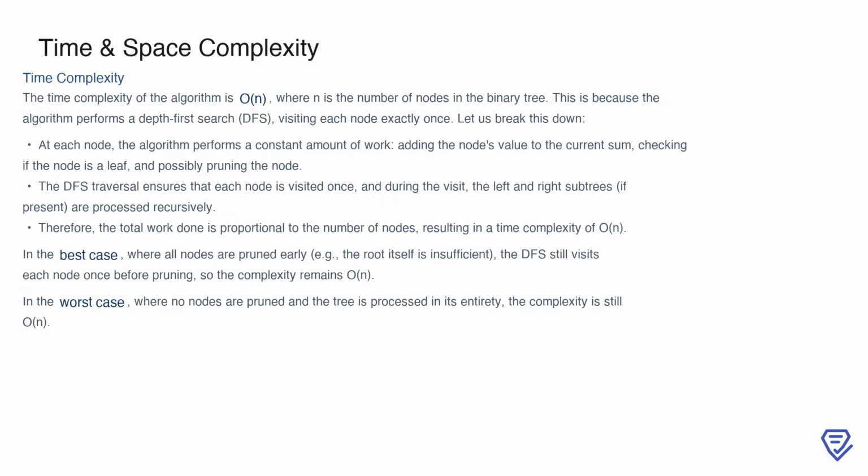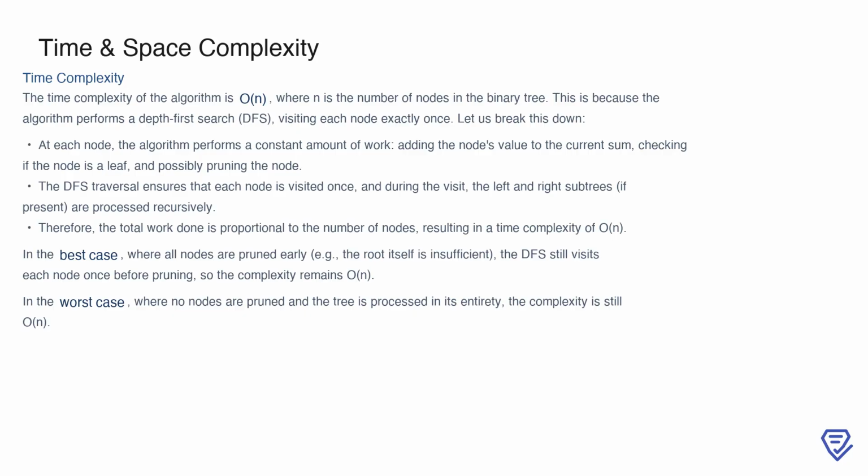The time complexity of this algorithm is O(n), where n represents the number of nodes in the binary tree. This is because the algorithm executes a depth-first search, or DFS, which visits each node exactly once. At each node, a constant amount of work is performed, such as adding the node's value to the current sum, determining if the node is a leaf, and potentially pruning the node if necessary.